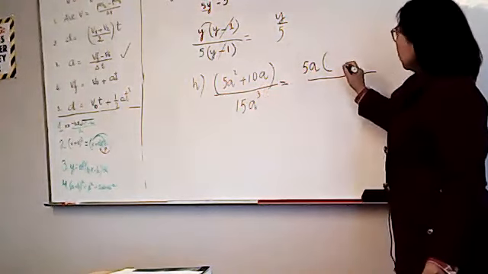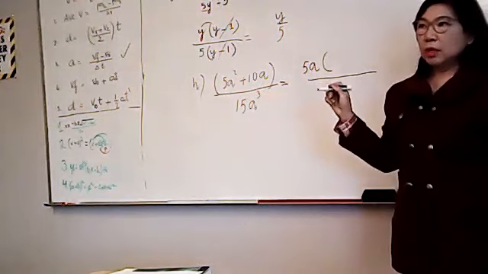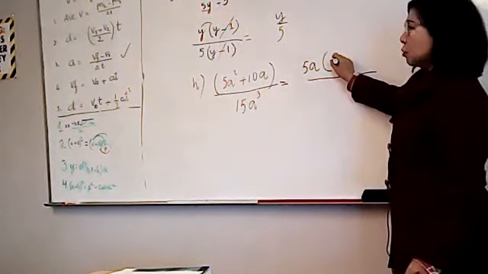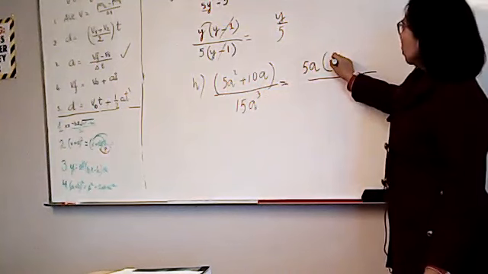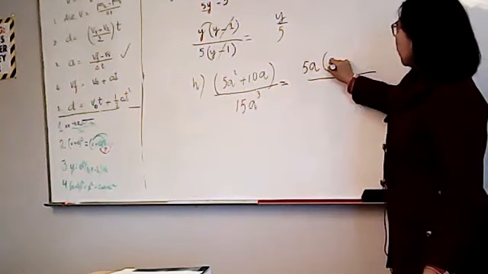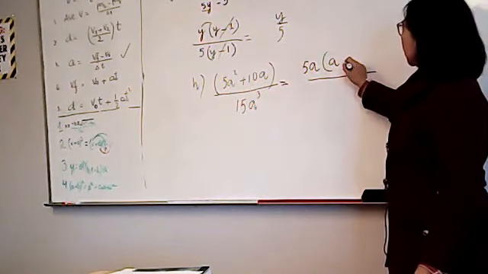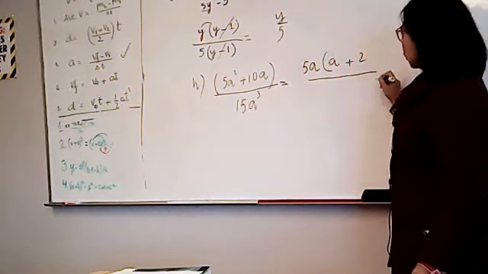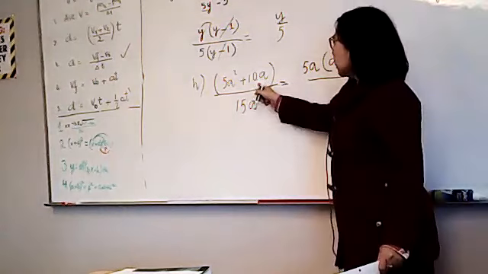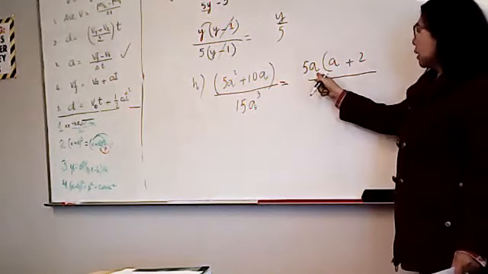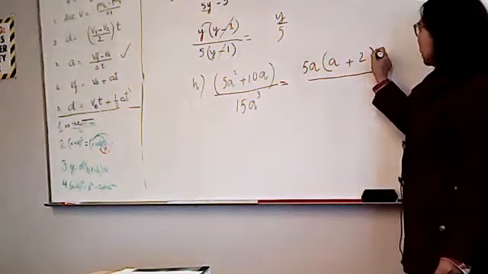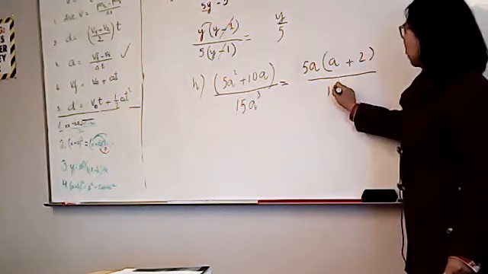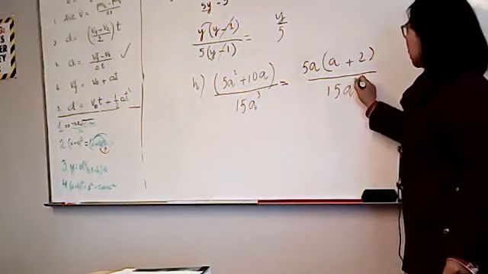And inside, what should I put? Aaron, what number should I put in? 2 or a. a, very good. Plus 2, very good. And just 2, no a, because we need 10a. We have 5 outside already, and when we multiply, we get 10a. So down here, we have 15a to the power 3.